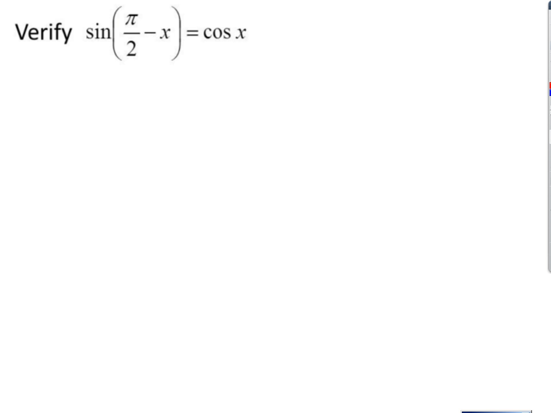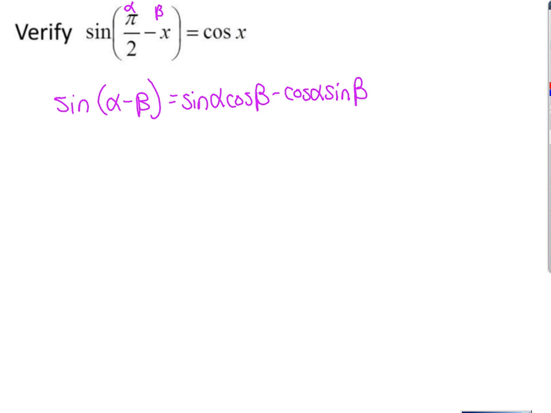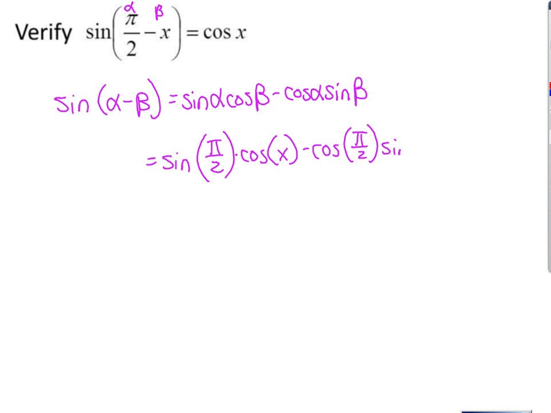Now we're going to start verifying, again, like we were verifying in section 5.2, but this is verifying with sum and difference formulas. Now this is the sine of a difference problem. Remember, the sine of alpha minus beta is equal to the sine of alpha cosine of beta minus the cosine of alpha sine of beta. The first value is your alpha, the second is your beta. So if we substitute these in, we're going to have the sine of pi over 2 times the cosine of x minus the cosine of pi over 2 sine of x.